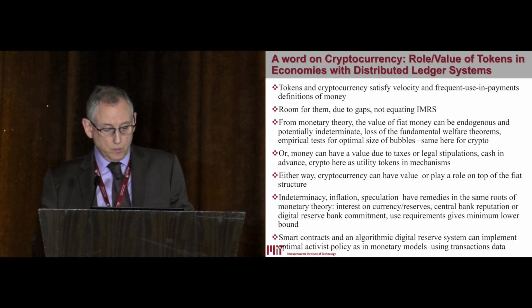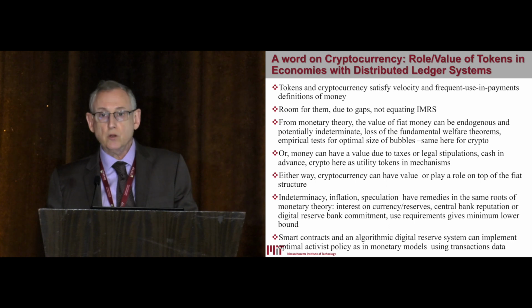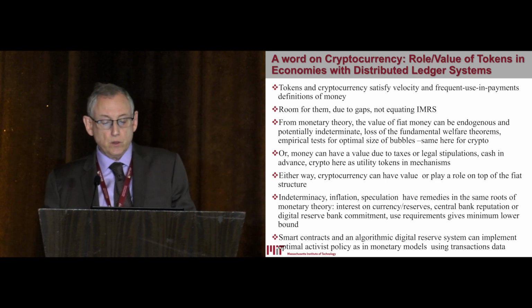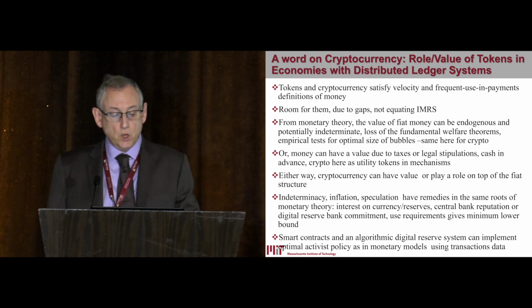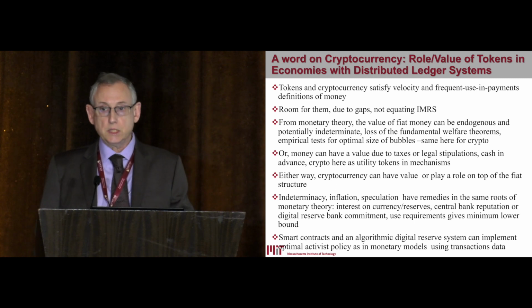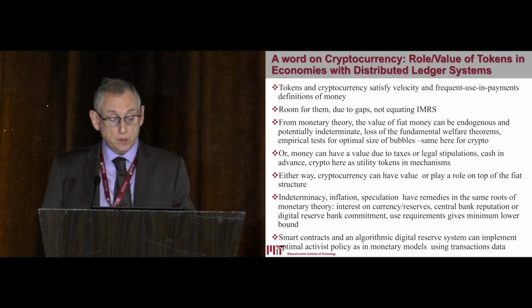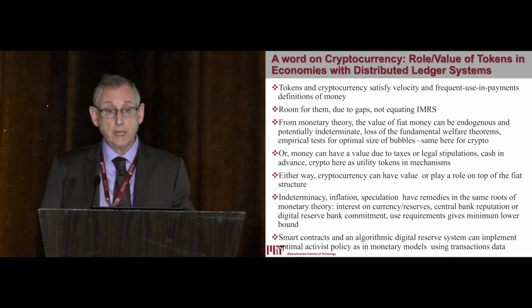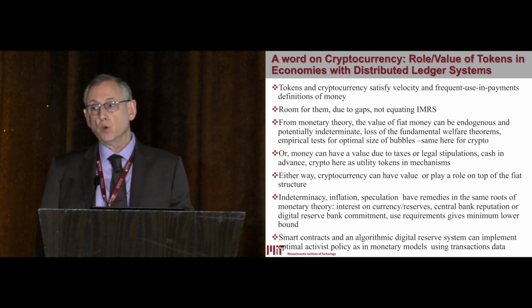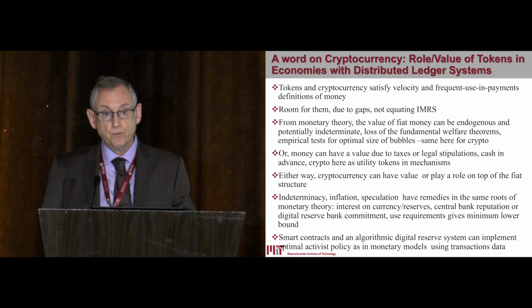So my next to the last slide here is on cryptocurrency and the role and value of tokens in economies with distributed ledgers. Tokens and cryptocurrency do satisfy the velocity and frequent use in payments definitions of money. They are money. And there is room for them because typically there are gaps in intertemporal marginal rates of substitution.